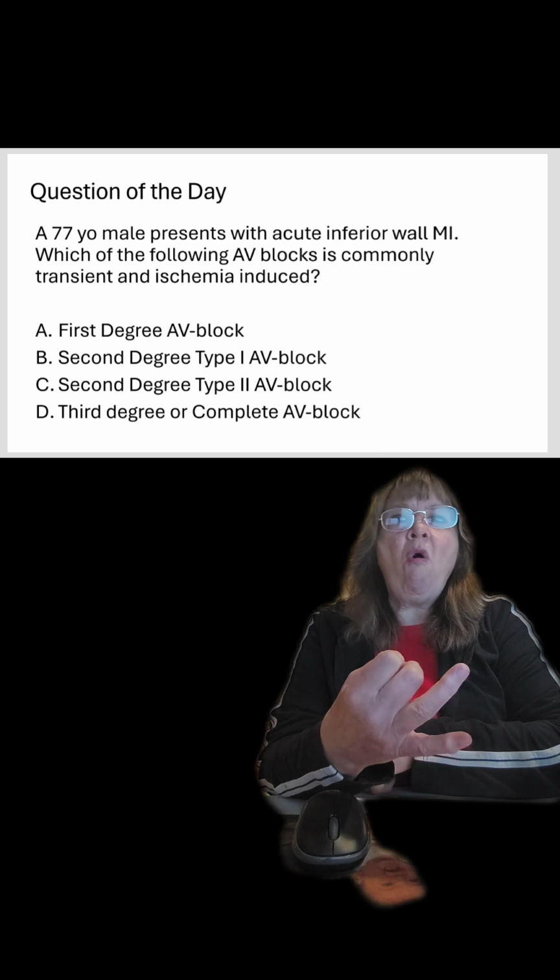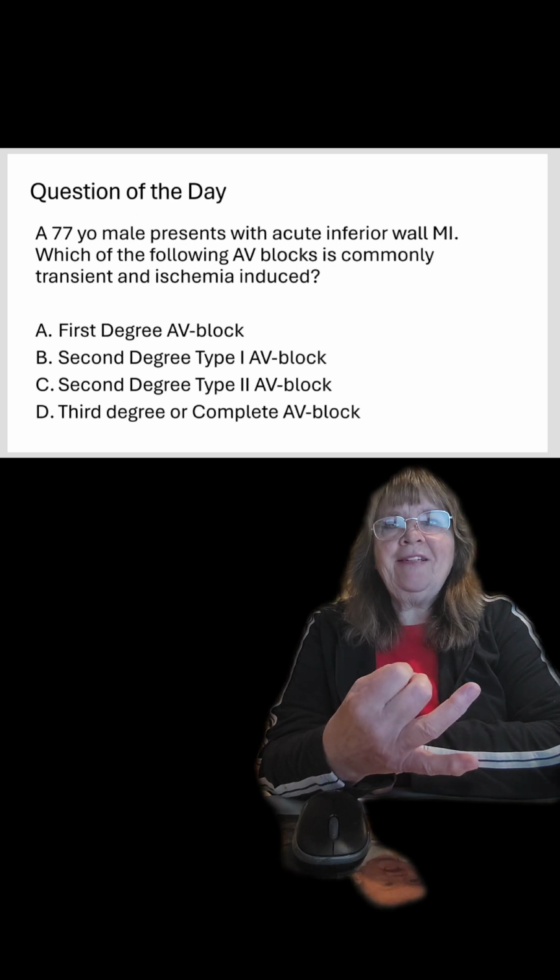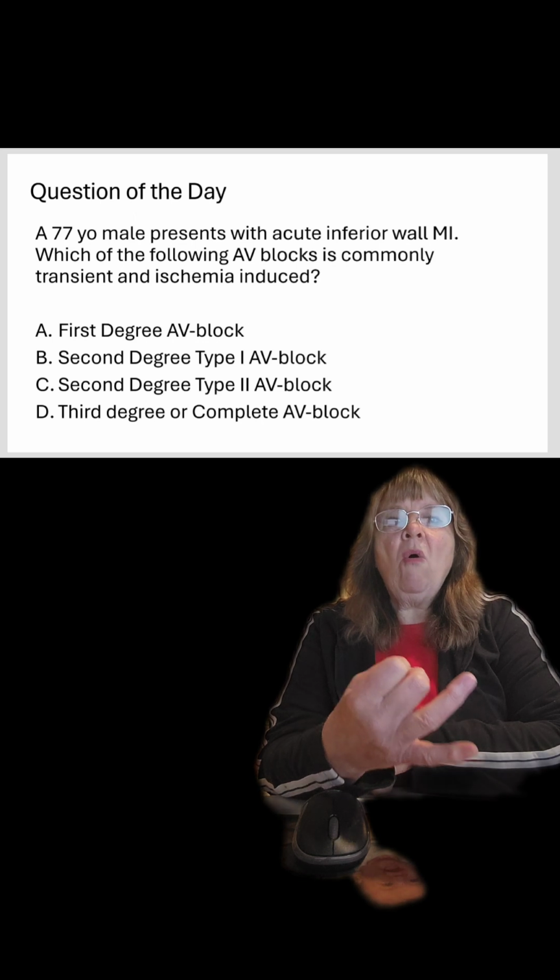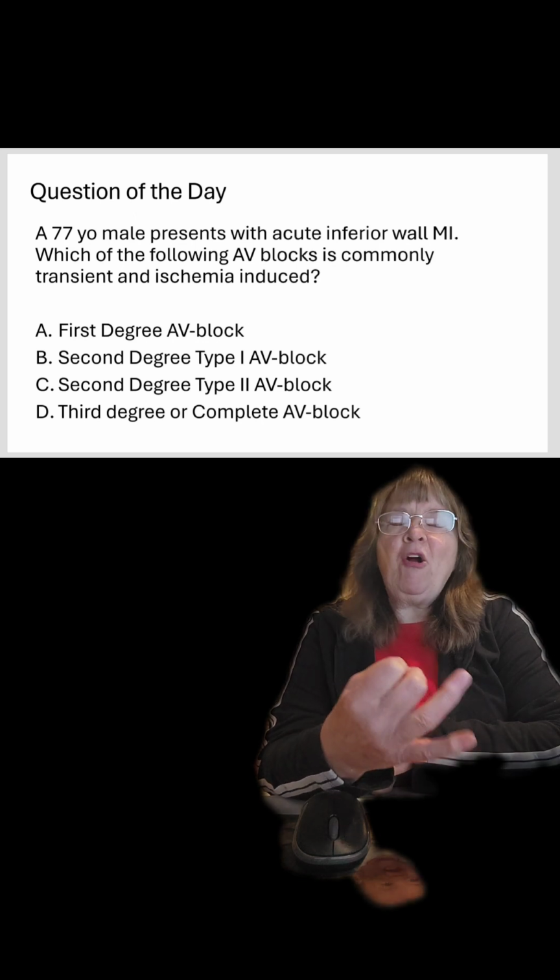So our answer overall to this question is second degree AV block, type 1, or Wenckebach. I hope you enjoyed the question for today.